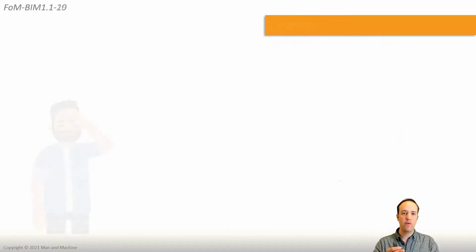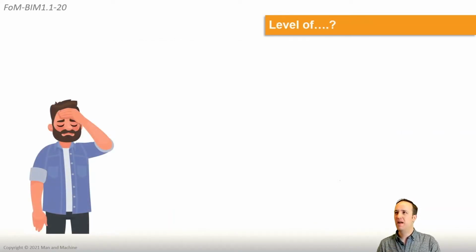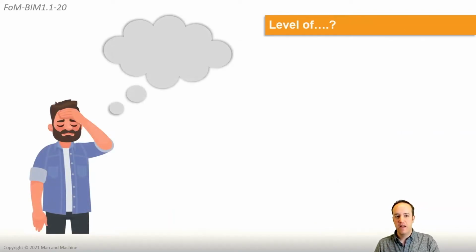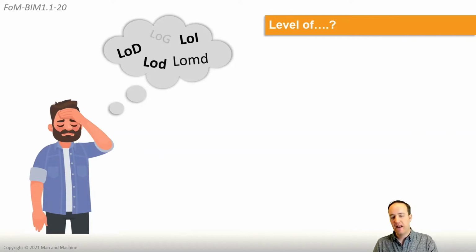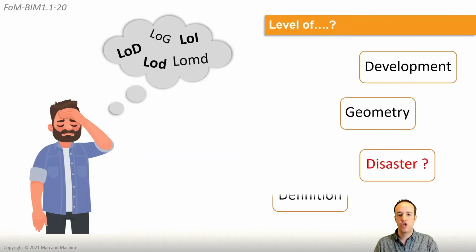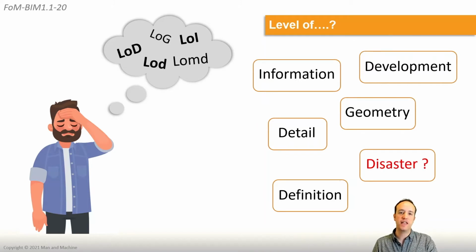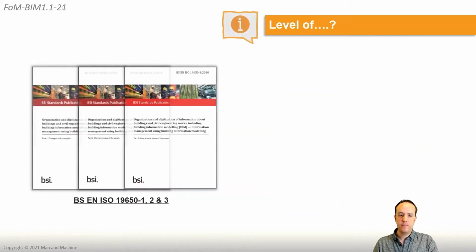Again, we talk about complications. There's so many different if, buts and maybes and level of detail, level of development, level of definition, level of geometry. There's almost too much there, and it's very easy to get confused and overloaded with different methodology. The ISO standards have made this so much easier for everyone, including us as manufacturers, in that what we have nowadays is what we call a level of information need.